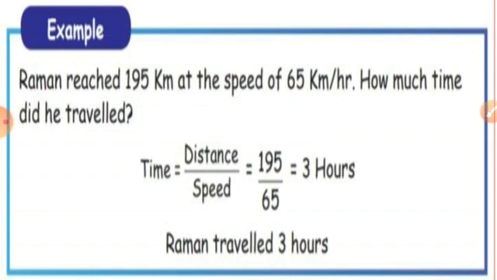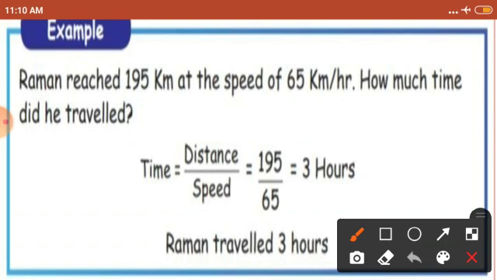And we need to find out the time. So how to find out the time? For that we will use the formula: time is equal to distance divided by speed. So what's the distance here? It is 195 divided by, what is the speed here? It is 65. So you have to write here 65. Next, how to divide these two numbers? We have two ways here. First way is our long division method.